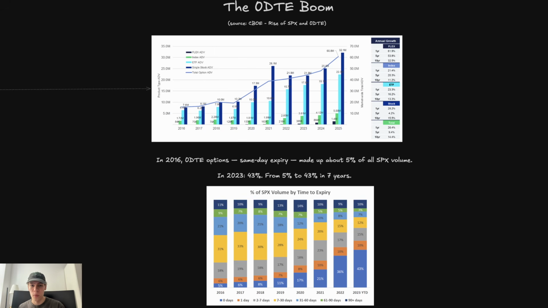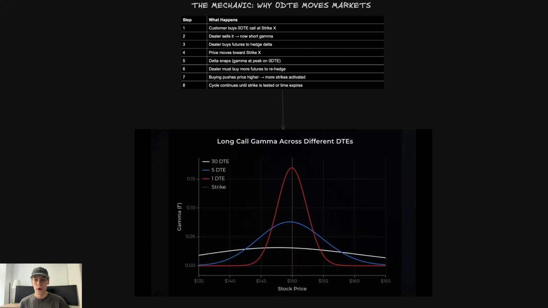And the most important thing about that is zero DTE options, right? In 2016, zero DTE options, same day expiry, meaning the option expires on the same day, made up about 5% of all SPX volume. In 2023, 43%, from 5% to 43% in just 7 years. Nowadays, in 2026, zero DTE options make up roughly 55 up to 60% of overall SPX volume. Sometimes it comes up to 70% even.